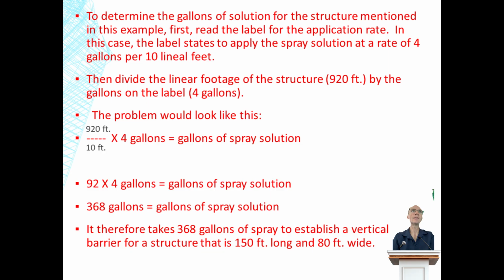So in this case, it'll be 92 times 4 gallons equaling gallons of spray solution, for a total of 368 gallons of spray solution. It therefore takes 368 gallons of spray to establish a vertical barrier for a structure that is 150 feet long and 80 feet wide.